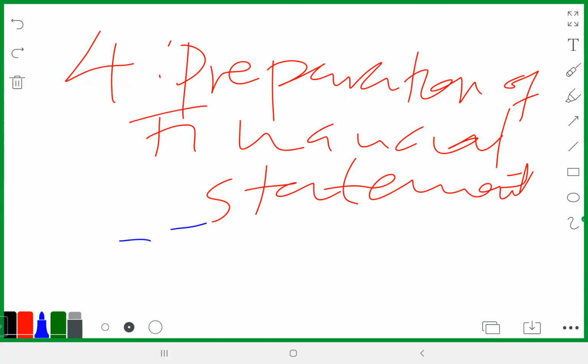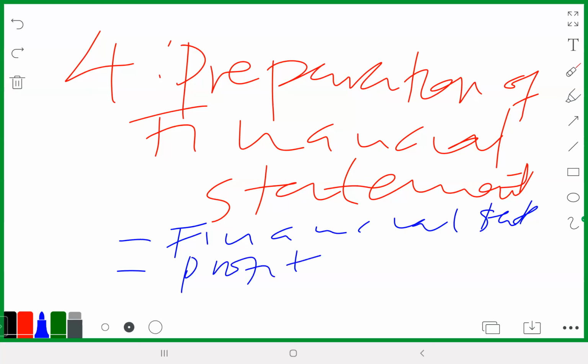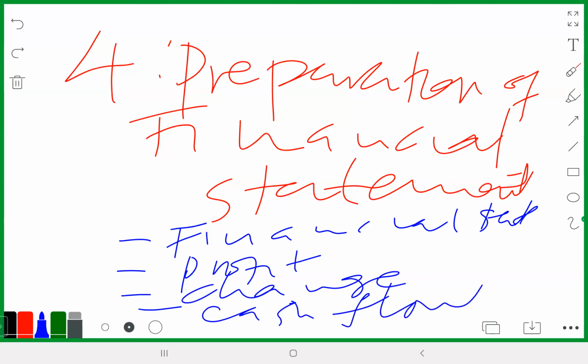about: the statement of financial position, which you formerly called the balance sheet, the statement of profit or loss and other comprehensive income, the statement of changes in equity, and the statement of cash flow, the cash flow statement. These are the statements that we are talking about.